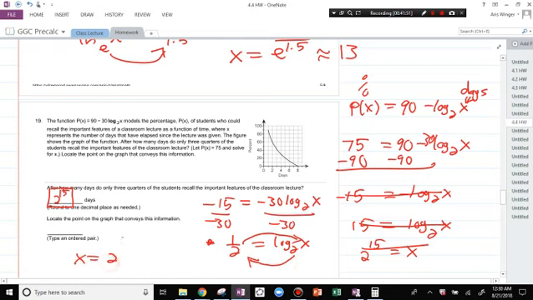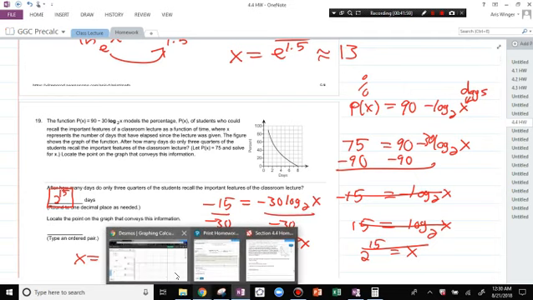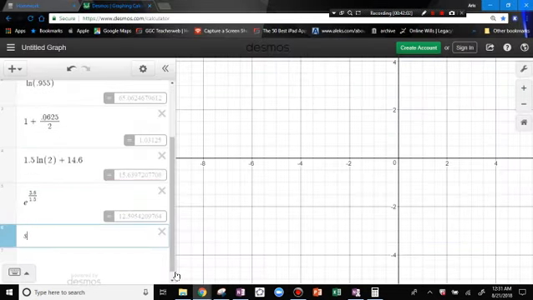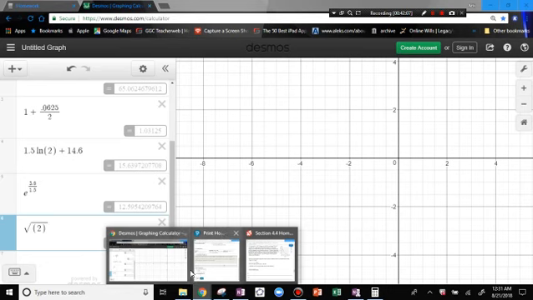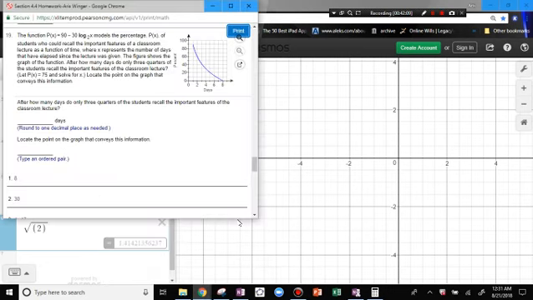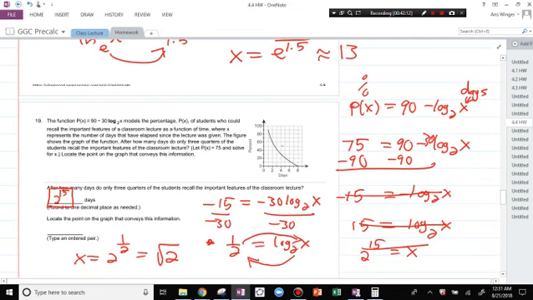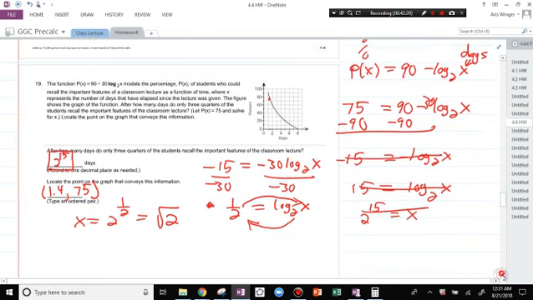X is equal to 2 to the 1/2. That is the square root of 2. Round to 1 decimal place, that's 1.4. And that looks about right according to the picture. You get about 75 at 1.4. There's 70, 75, 1.4. Ordered pair 1.4, 75. Okay. Hope it helps.